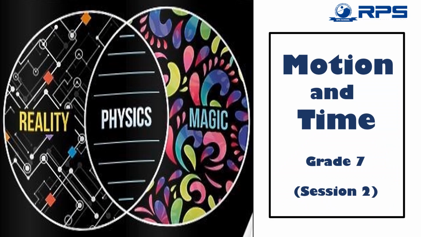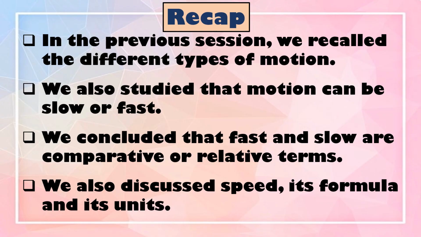This is session 2 for the chapter Motion and Time. Let us have a quick recap of what we have learned in the previous session. In the previous session, we recalled the different types of motion that you have read in class 6. We also studied that motion can be slow or fast. We concluded that fast and slow are comparative or relative terms. In the previous session, we also discussed speed, its formula, and its units.